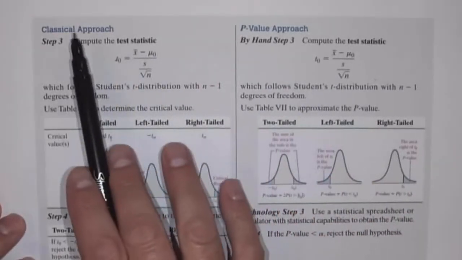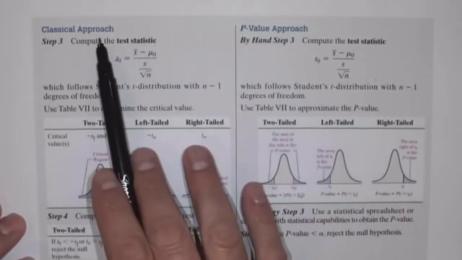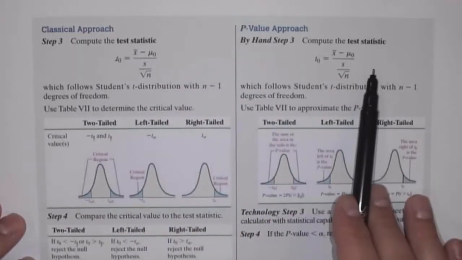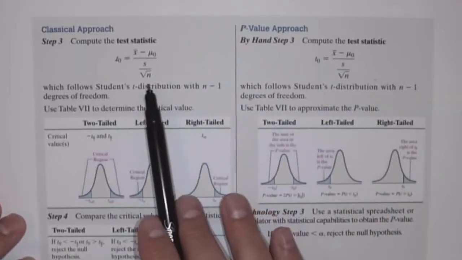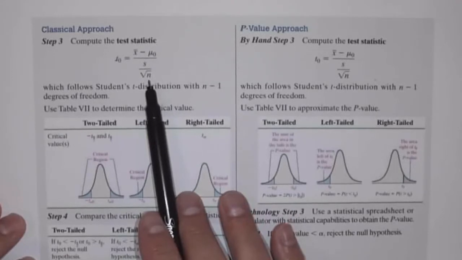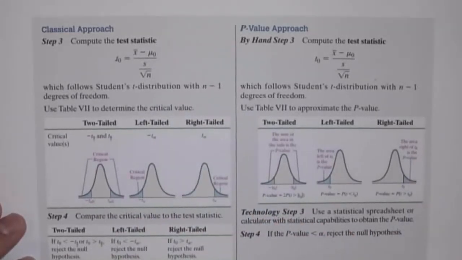So whether we're doing a p-value approach or the classical approach, either one, we're going to calculate that test statistic. And that's going to follow n minus 1 degrees of freedom. So whatever our sample size is, n minus 1 degrees of freedom.